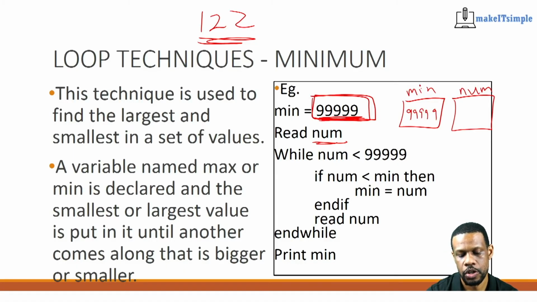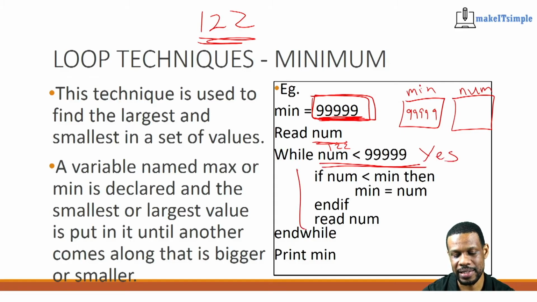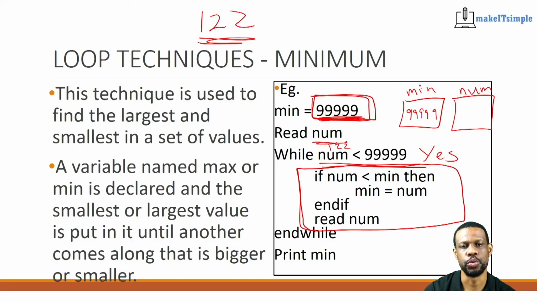Nice, good. So while the number is less than 99999, is the number less than 99999? It's 122. Is it less than 99999? Yes, it is. Guess what? If the answer is yes, then you actually get to start the loop, because the while loop is dependent on the condition being true. That's just how things work, right? If number is less than minimum, which is number is 122, is 122 less than 99999? The answer to that is yes.